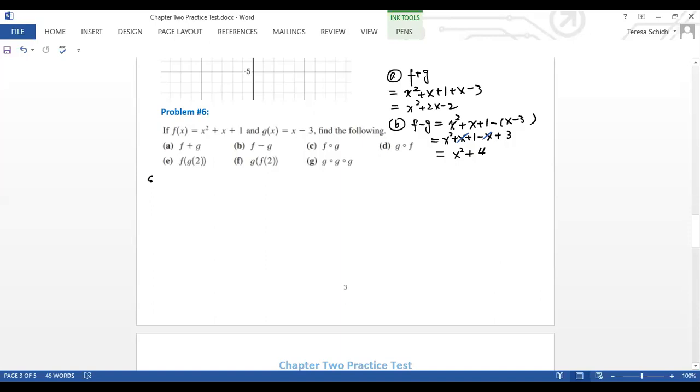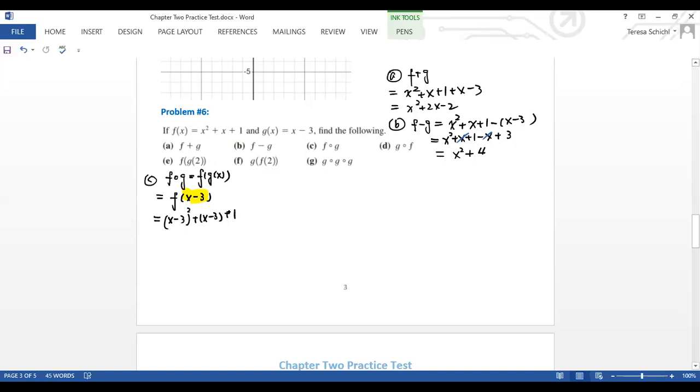Okay, so the next one I'm going to do is f composed with g. Remember, f composed with g means g goes inside. So what is g of x? It is x minus 3. That means you need to put x minus 3 into the f function, right? So here you will have x minus 3 squared plus x minus 3 plus 1.